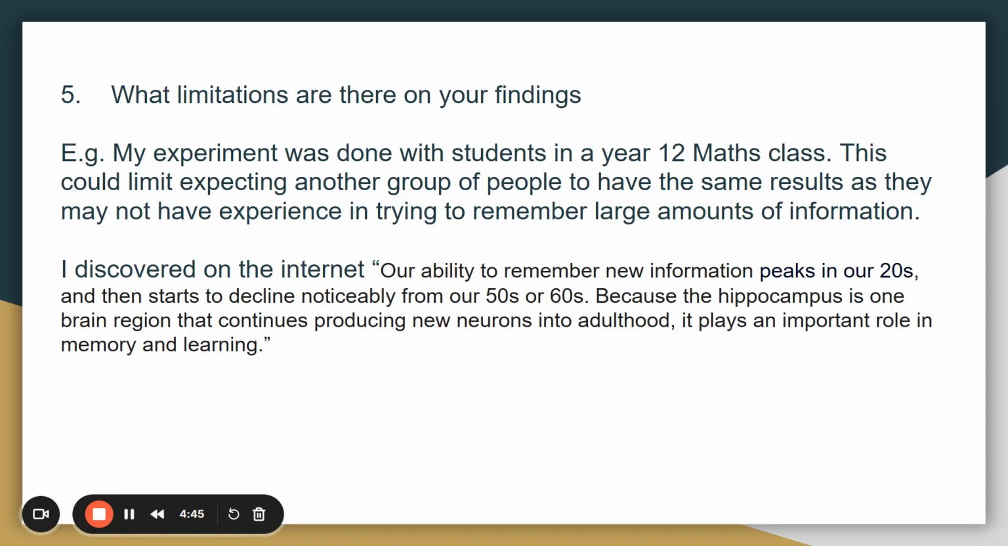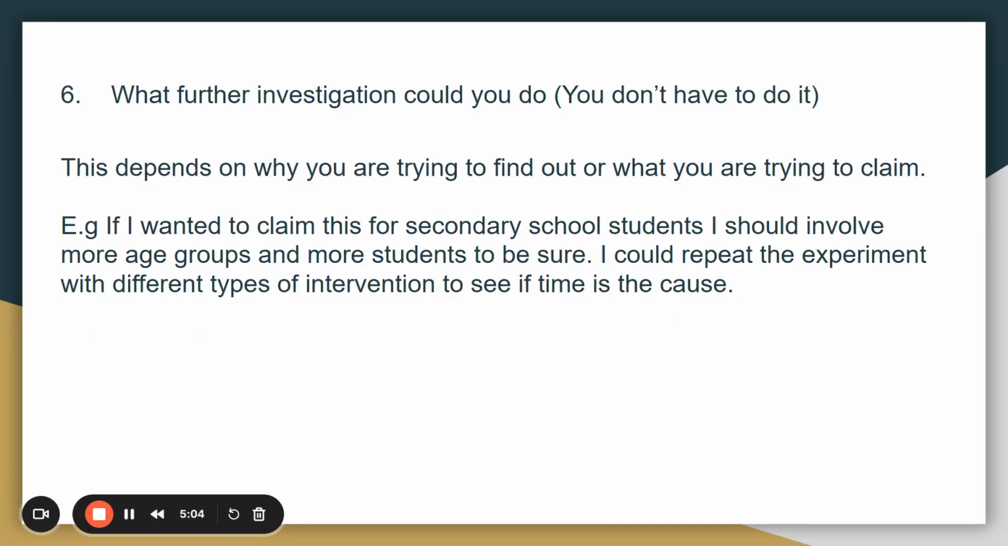So I'm pretty sure that what my data is telling me may not be true if I was trying to say it for all people or for people that were in their 50s or 60s. So I'm going to write up something along those lines. And I'm going to put in my little internet search because that shows that I've done a bit of thinking outside the box. What further investigation could you do?